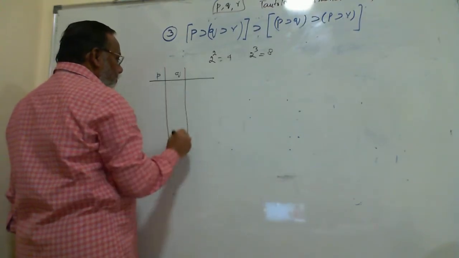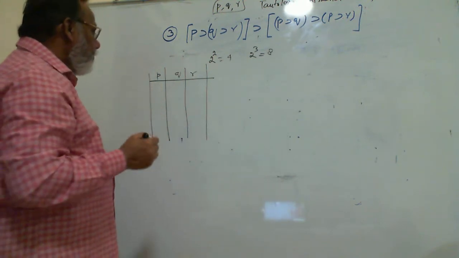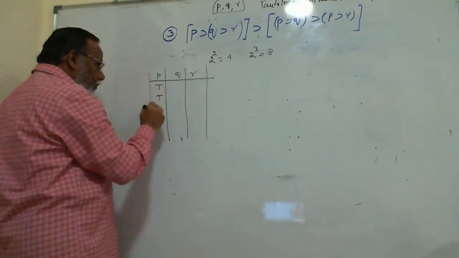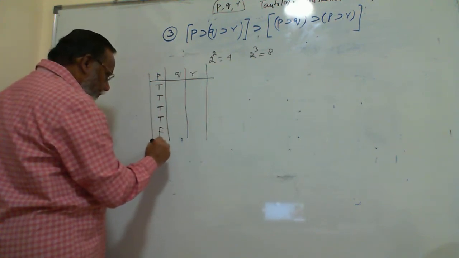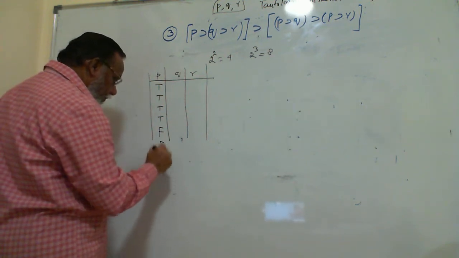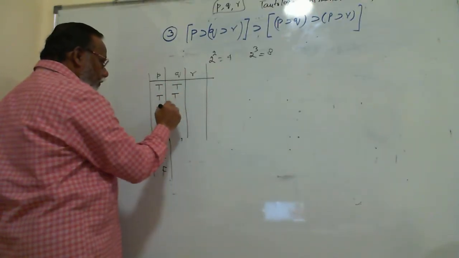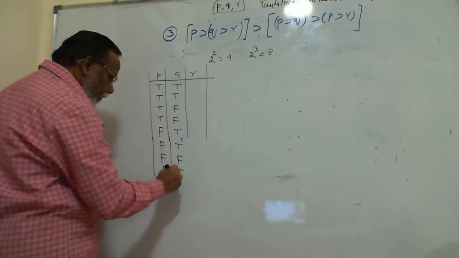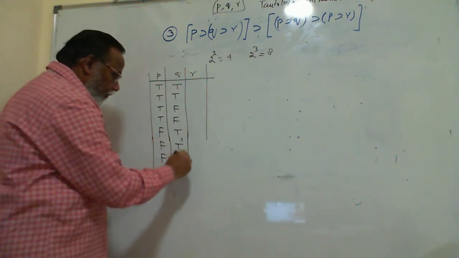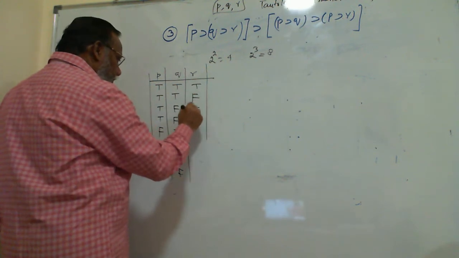P, Q, R, we will first write our basic variables. Write T for the first 4 here and F for the other 4. So you got the first column. Then for the second column, every 2 you change. In the third column, you change it alternately.